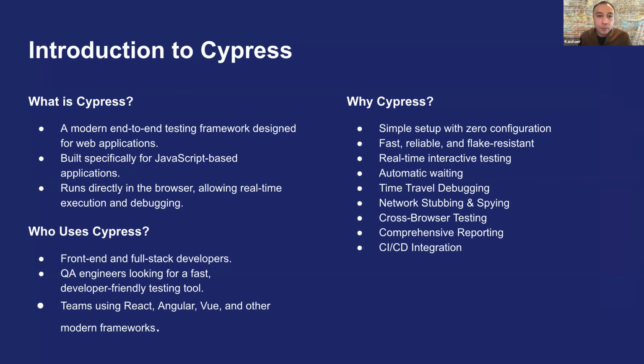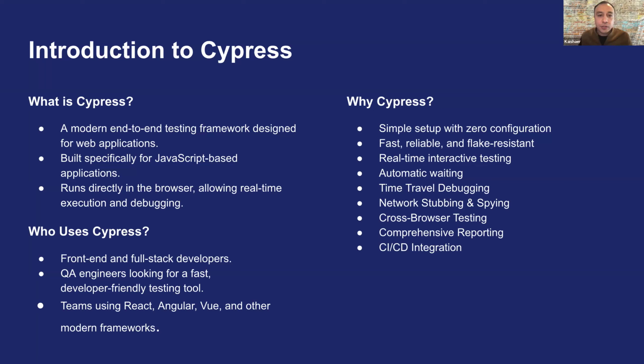Now let's talk about Cypress. Cypress is a modern end-to-end testing framework designed for web applications, specifically for JavaScript-based apps. Unlike traditional tools, it runs directly in the browser, enabling real-time execution and debugging. So why do we use Cypress? First off, zero configuration. Just install it and start testing. No need to waste time tweaking endless settings. It's also blazing fast and incredibly reliable, tackling flaky tests head on.